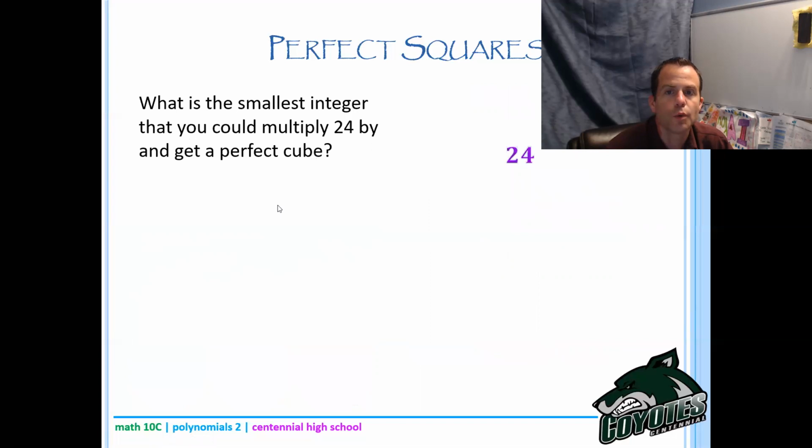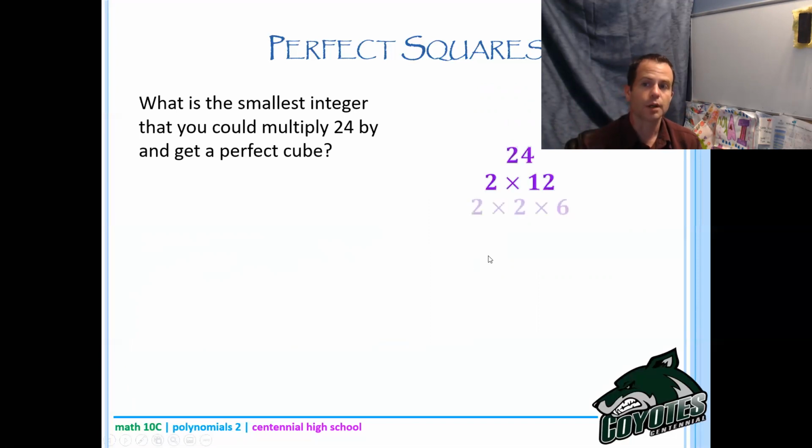Okay, what is the smallest integer? This is another kind of fun question. What's the smallest integer that you could multiply 24 by and get a perfect cube? The goal is not to guess and check this until you get your answer. The goal is to determine. Determine means that you want to arrive logically at a conclusion based on some sort of algebraic work. Okay, so the first thing we're going to do is prime factorize this. 24 can break down into 2 times 12, which would be 2 times 6, which would be 2 times 3. So I end up with 2 times 2 times 2 times 3.